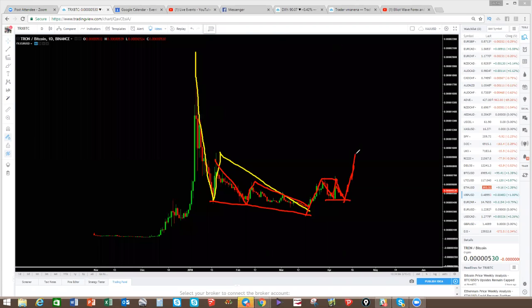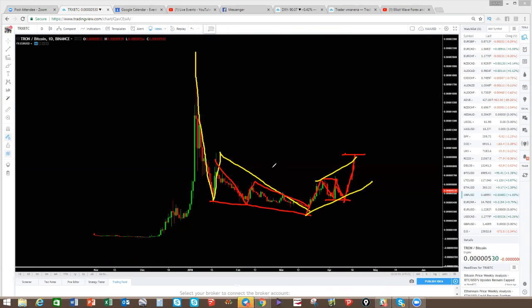Maybe get a bounce because it's giving you the structure. But how far will this go? Maybe only up to that level. So that can even be a three-wave pullback or further move to the downside. But right now it's looking bullish. Of all the cryptocurrencies, this one looks like it's got a bit of upside.